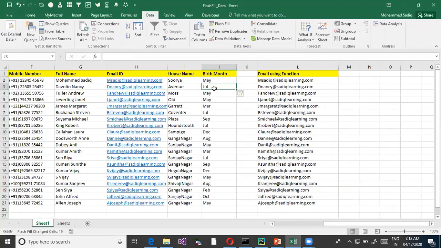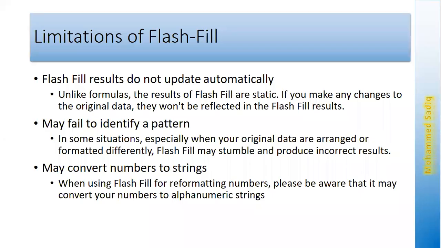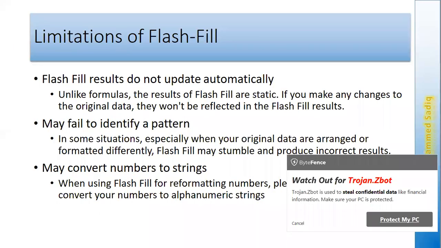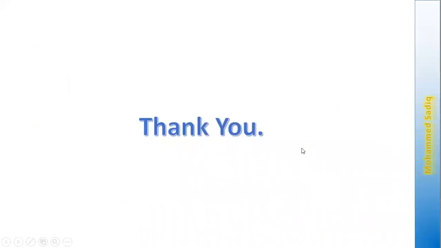It really saves a lot of time. The other limitation is that it may convert numbers to strings. Whenever it senses a pattern and extracts data, there are possibilities that if you are extracting a part of a number, the number in the new column would be of string type. So this can also be a limitation of using flash fill.